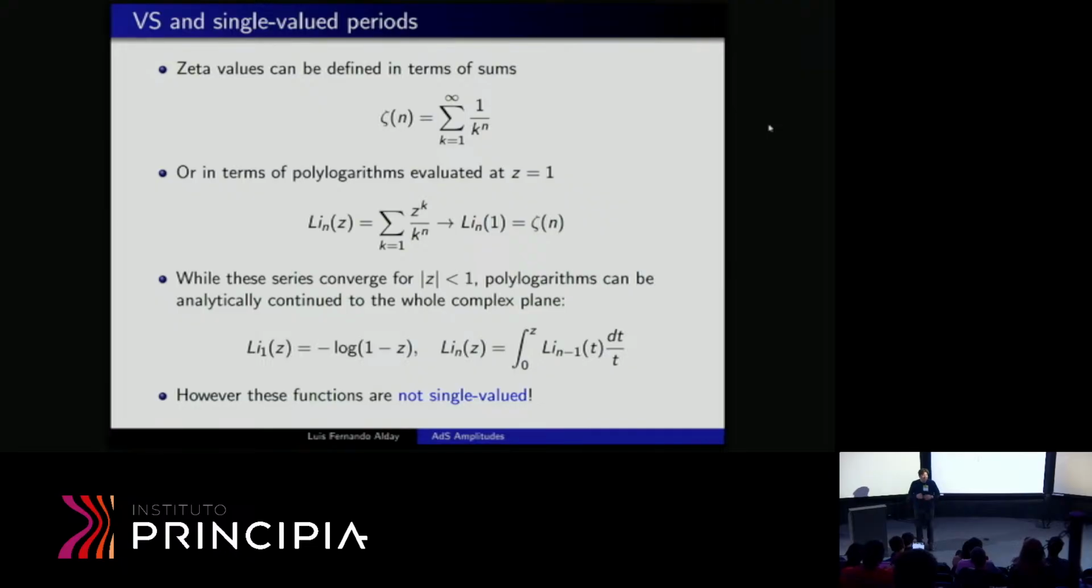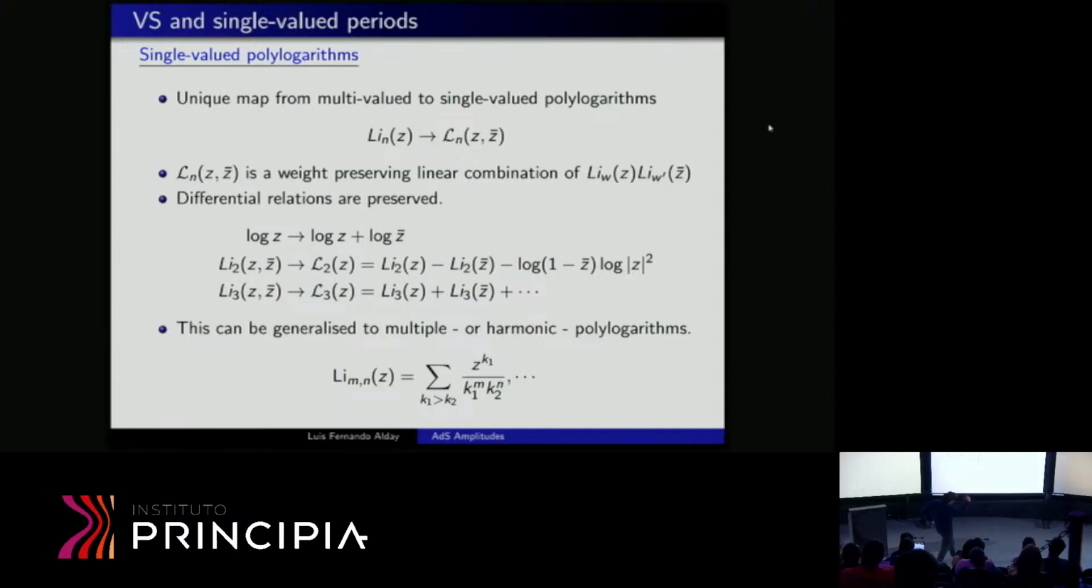Mathematicians are a bit different. They don't care if a function is holomorphic or not, but they want a function to be single-valued. Because mathematicians don't like multi-valued functions, they have proven that there is a way to define a single-valued version of these polylogarithms. There is a unique map, called the single-valued map, that takes us from these multi-valued polylogarithms to the single-valued polylogarithms, such that this map, if you require some conditions, is unique.